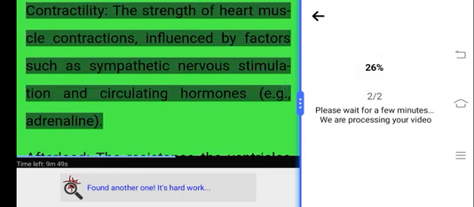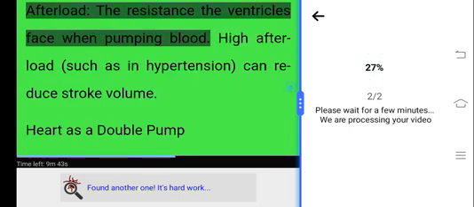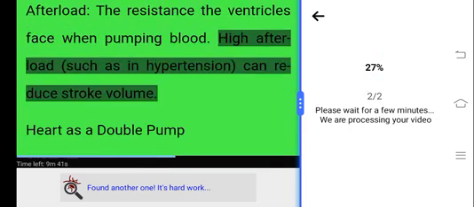Contractility, the strength of heart muscle contractions, influenced by factors such as sympathetic nervous stimulation and circulating hormones, e.g., adrenaline. Afterload, the resistance the ventricles face when pumping blood. High afterload, such as in hypertension, can reduce stroke volume.